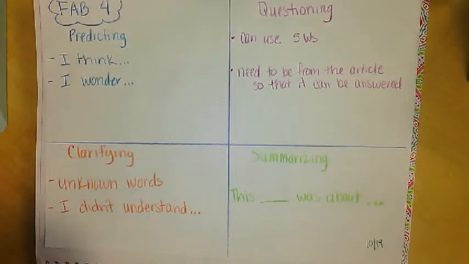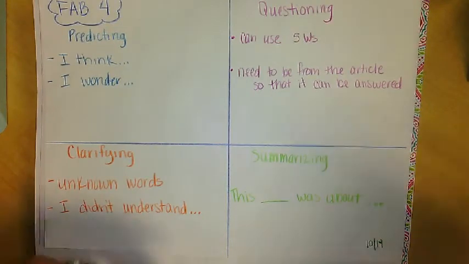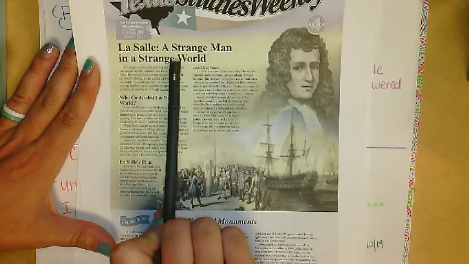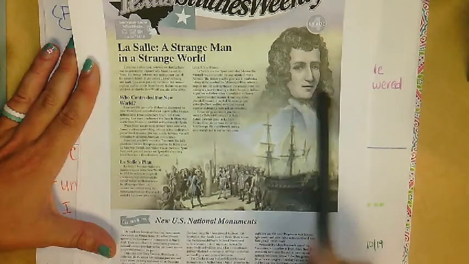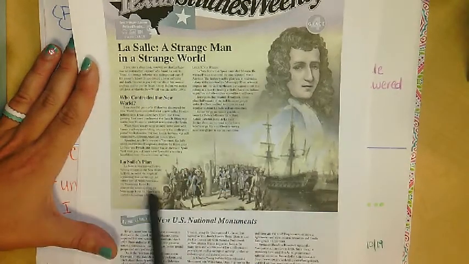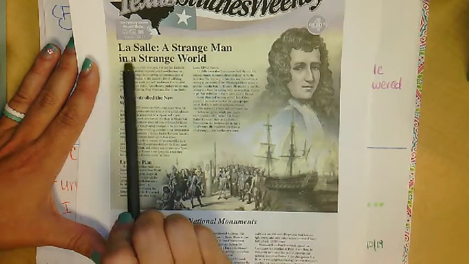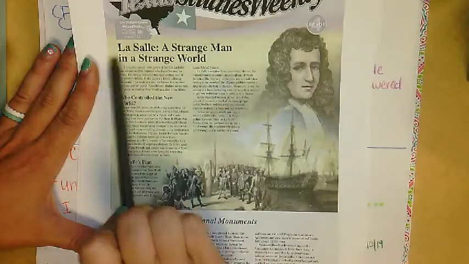All of this you're going to do today when you read LaSalle, A Strange Man in a Strange World. That's just this part of the article. You don't need to do anything with the rest of the article. We're going to be doing different activities with the rest of the article throughout the week. So you're just going to want to use the Fab Four for this section right here.